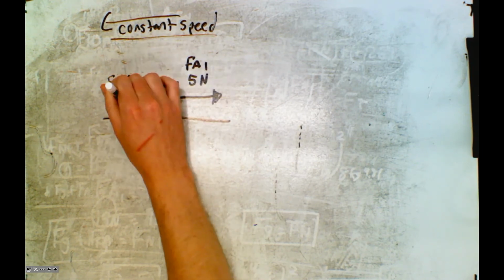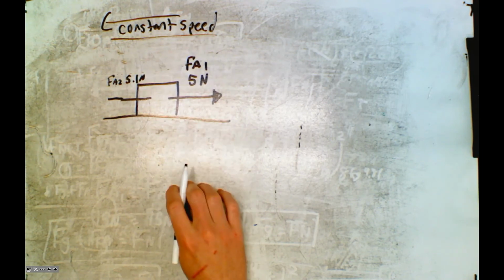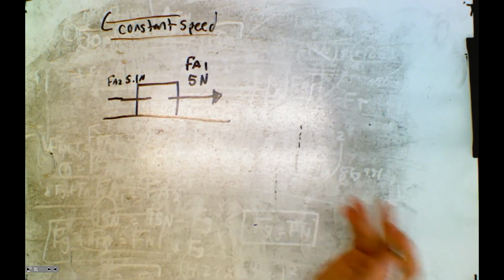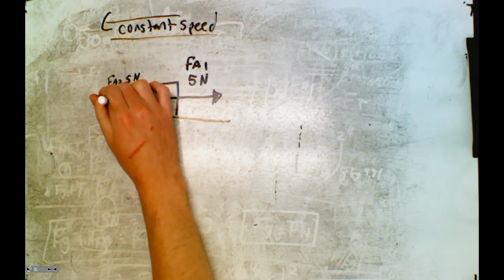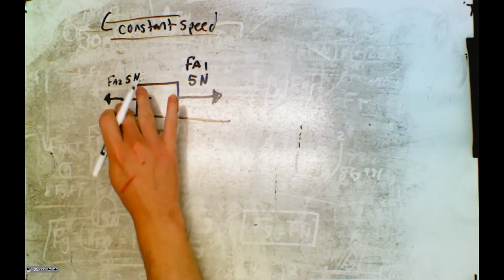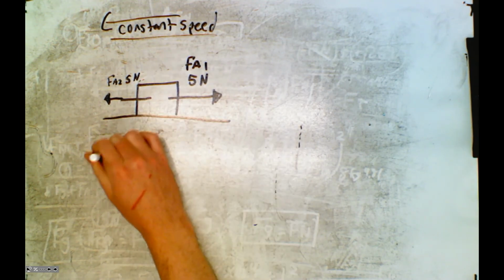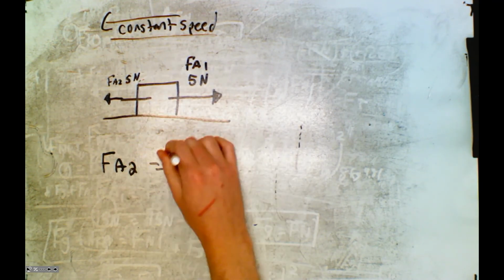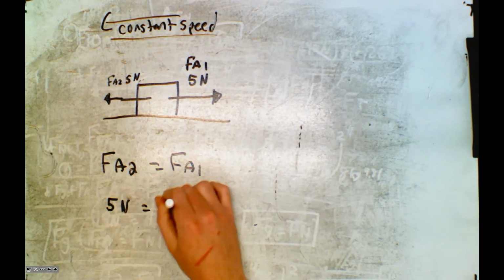If I make it 5.1 newtons, well, we don't have an FNet of 0. And if we don't have an FNet of 0, we can't move at a constant speed. So they have to be the same. My other force must be 5 newtons to the left if my first one is 5 newtons to the right. And again, we get 5 newtons is equal to 5 newtons.